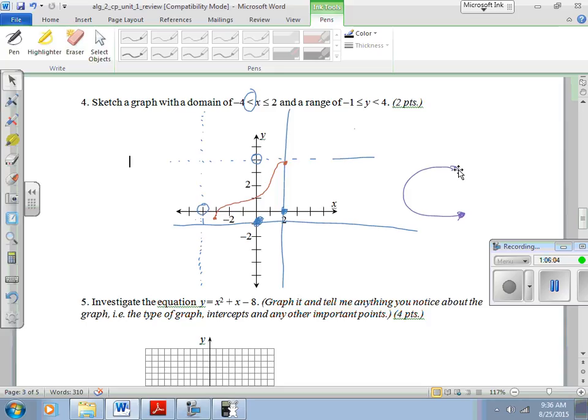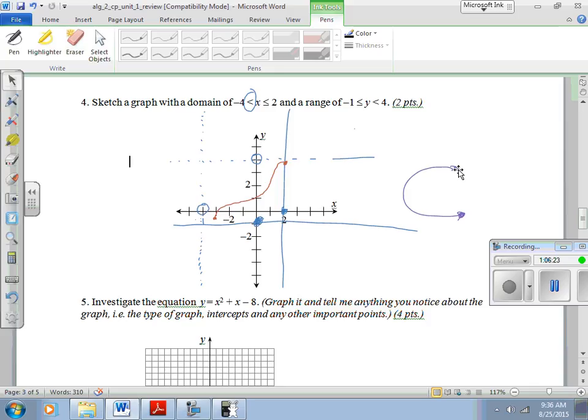Vertical line, there's twice. The minute it touches vertically twice, it's not a function. Now, could that have been a sketch of a graph to answer this question? Yeah, because all it said was just sketch it with these restrictions.